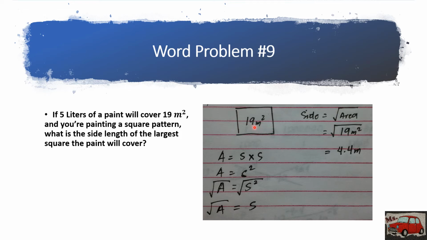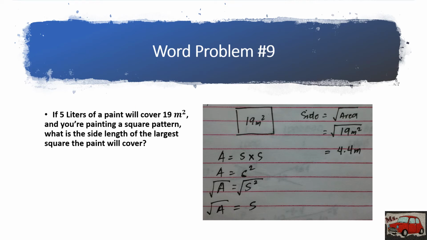So, para makuha natin yung side length ng square na pwede nating ma-cover gamit ng 5 liters, we just need again to get the square root of the area. Okay? So the square root of 19 square meter is 4.4 meter. So yun yung largest side length ng square na pwede nating ma-paint gamit yung 5 liters.